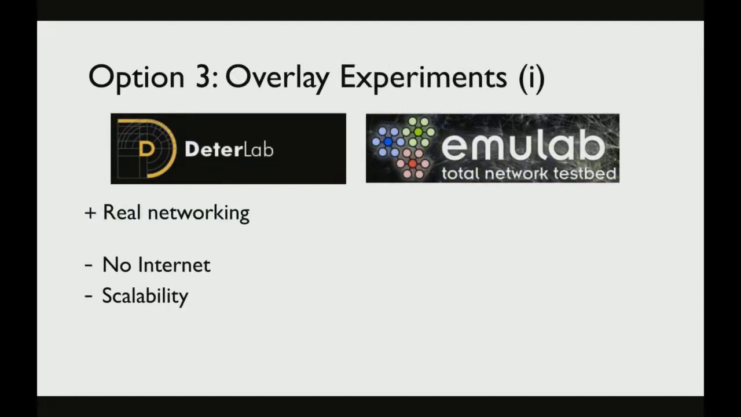But option 3, we can have overlay experiments. This is probably like the worst option. So there's real networking, right? Packets actually travel over real wires over some distance, not very large distances though, and it's not the real internet. The best that you can get is that in DeterLab, I believe some of the stuff is in Northern California and some of the stuff is in Southern California, and it goes over a really high-speed connection between them. It doesn't really give you the real internet. And you definitely don't get much for scalability, so that's not a very good solution.